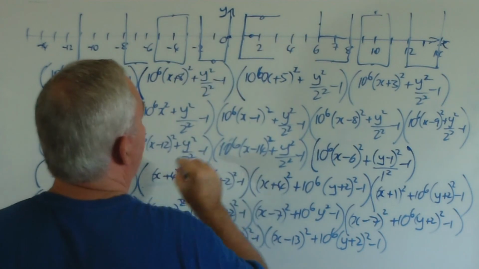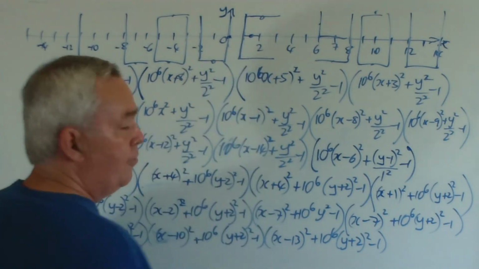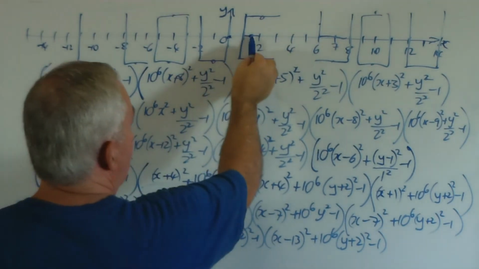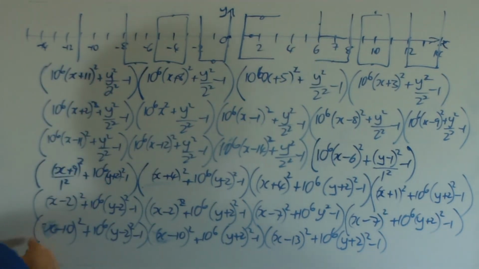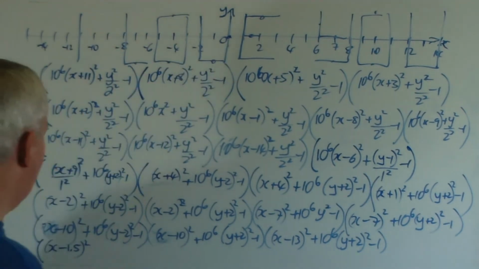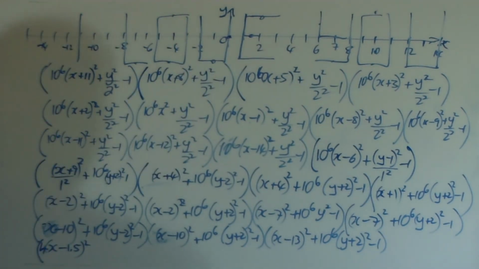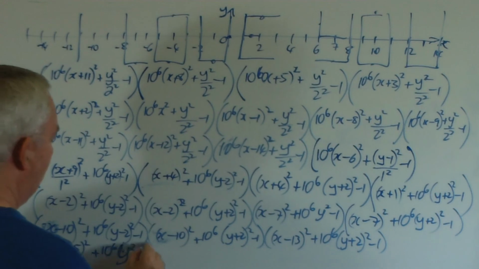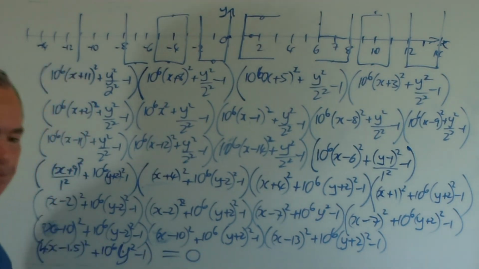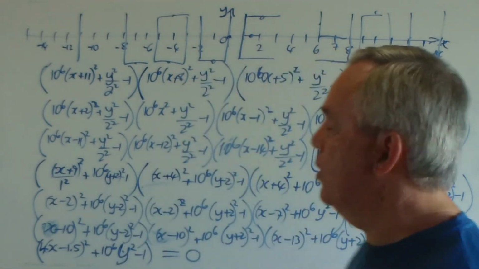Now this one, the centre is going to be at 1.5, 0, and it's going to be extended horizontally half a unit in each direction. So I think this will just show on the video. We want x minus 1.5 squared, that will locate it correctly. To get the right dimensions, we want to divide by a half squared, so I'm going to put a 4 out the front, plus 10 to the 6 y squared minus 1, and I'll set it all equal to 0. That is one equation.